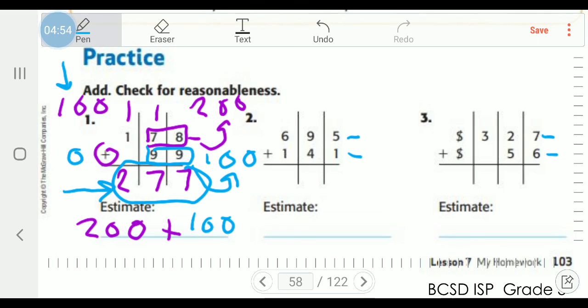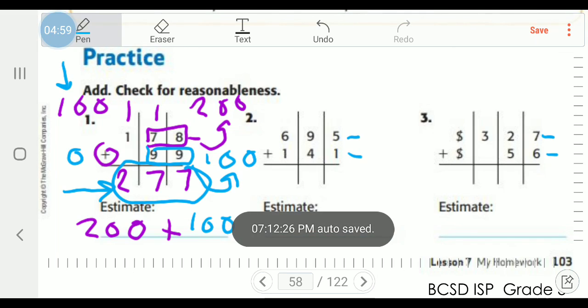If it's smaller than 50, you're going to roll it down. If it's greater than 50, you're going to roll it up.